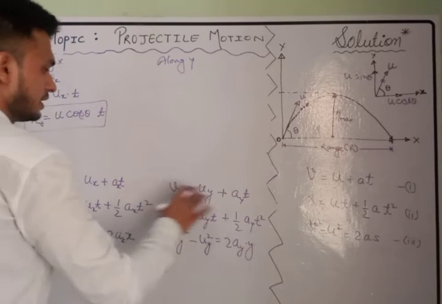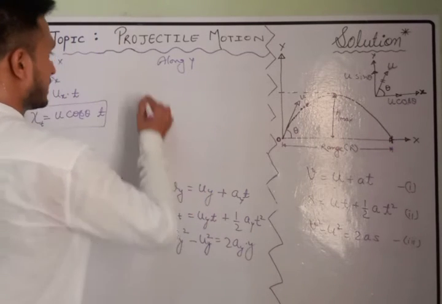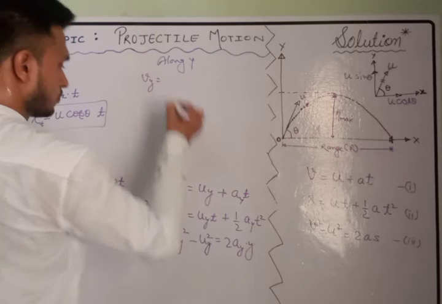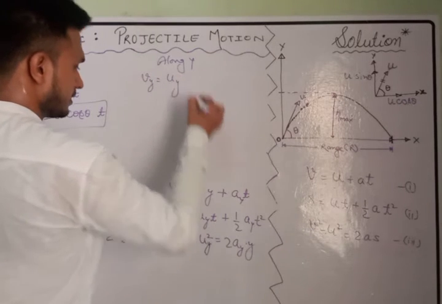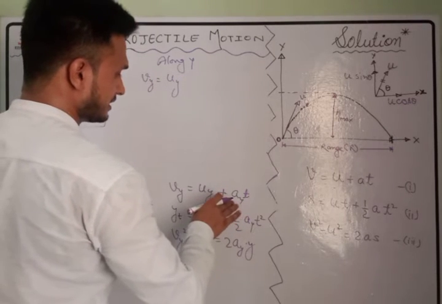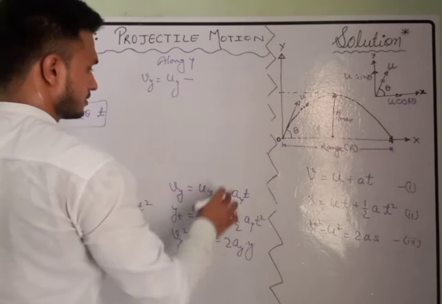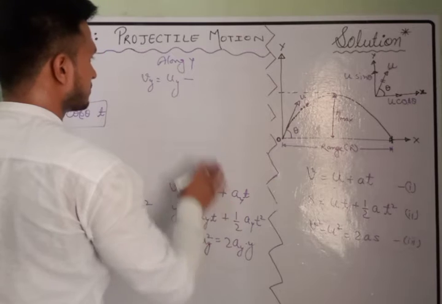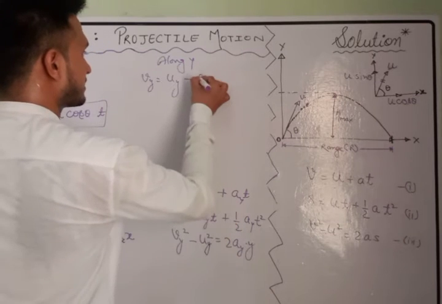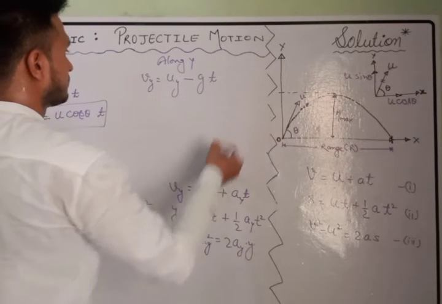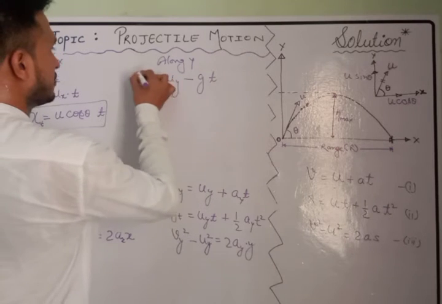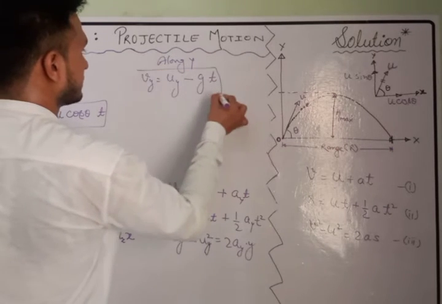Along the y, let us see what will happen. Vy equals Uy, and we know that the acceleration is in the negative direction, minus g. So in place of plus we will take minus: Ay is minus g, into t. So this is the first equation that we will use: Vy equals Uy minus gt.